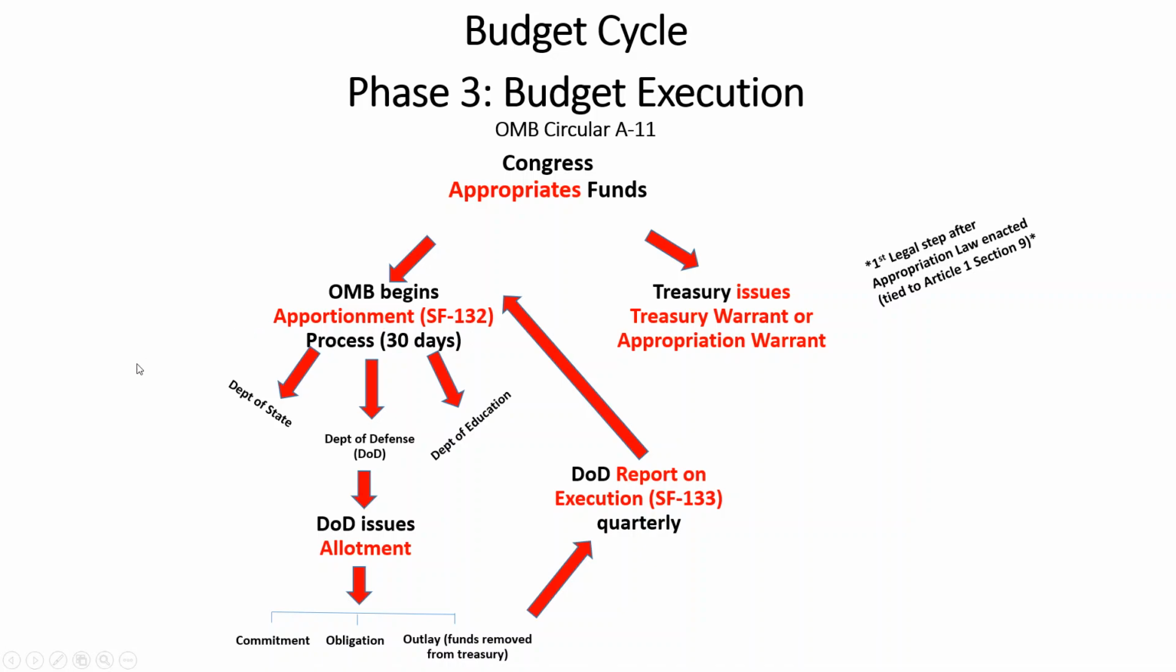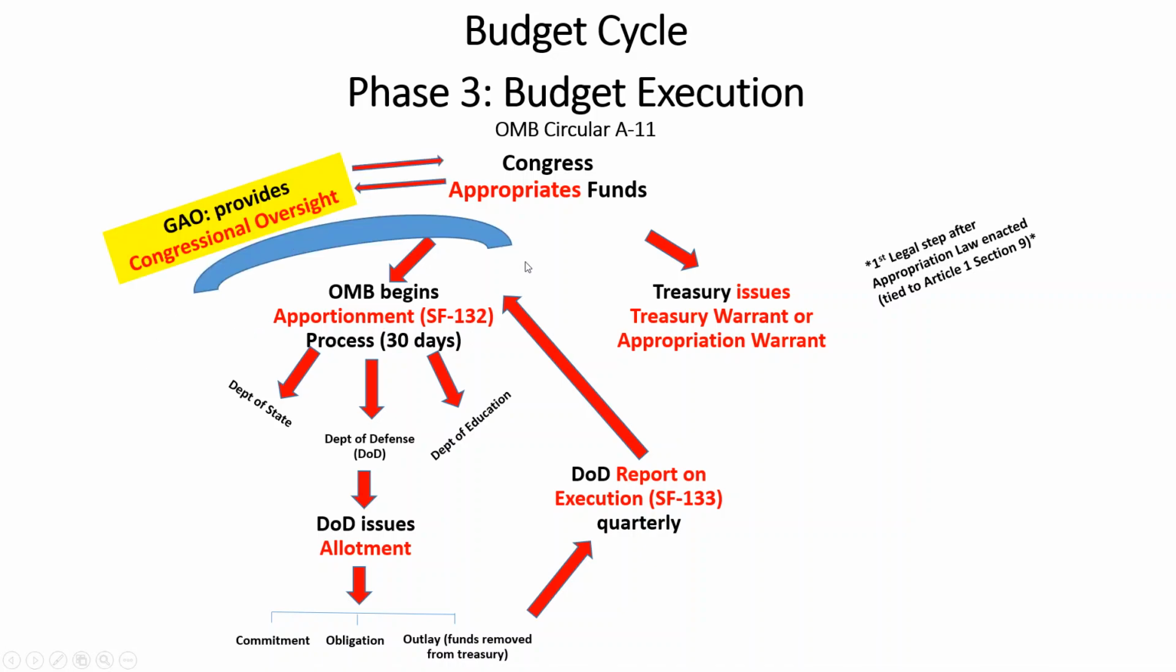And at the same time, we have congressional oversight. Because once Congress appropriates the funding, there are do's and don'ts associated with those funds. So we have to have congressional oversight by the Government Accountability Office, the GAO. The GAO is an independent auditing agency that works directly for Congress. So they're reporting to Congress, receiving guidance, reporting to Congress on making sure that we are spending the money the way Congress intended us to spend it.